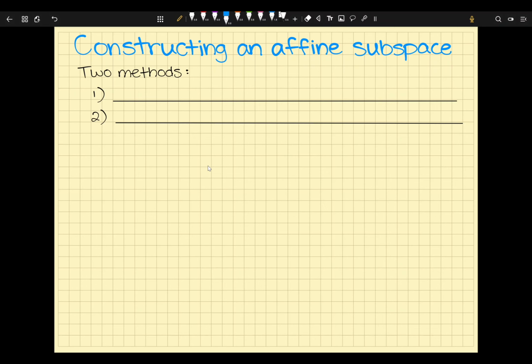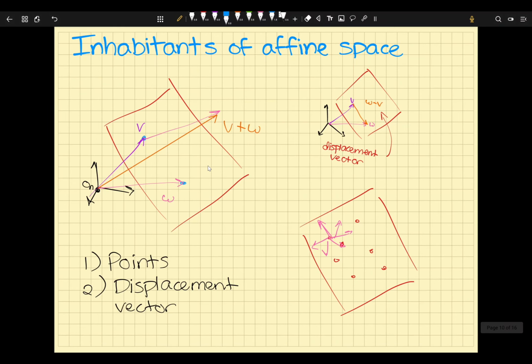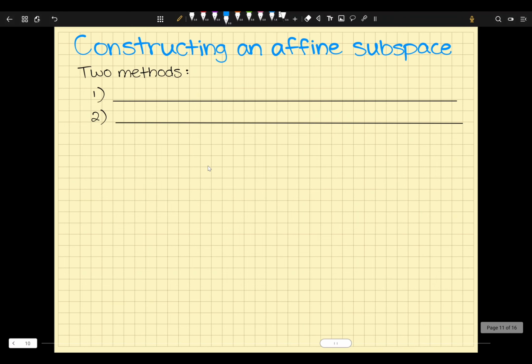So we've seen a bit about what an affine space looks like. Well, it looks like a linear subspace that can potentially be shifted away from the origin. Now how do we construct an affine subspace? We've seen two methods to do this. The first method that we saw on Monday was taking what we call the affine hull of a set of points.